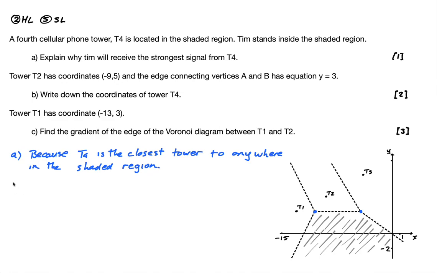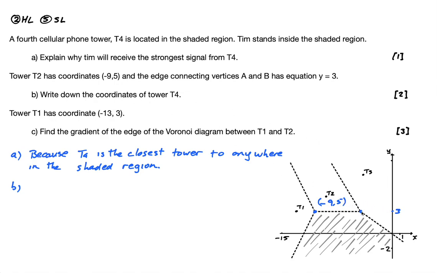Okay. B. Write down, okay, sorry, tower T2, this tower here, has coordinates -9, 5. Let's write that in here. That is this guy here. And the edge connecting A and B has equation y equals 3, right? So this line here is y equals 3. If I continue this over here, this would be 3. Write down the coordinates of tower 4.